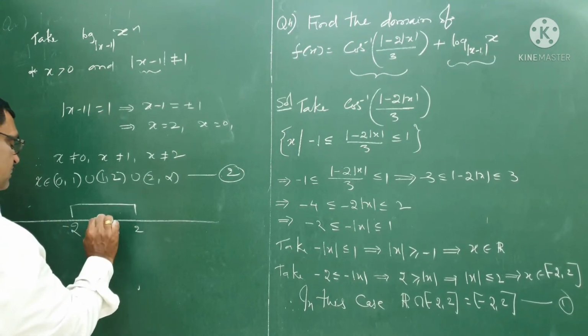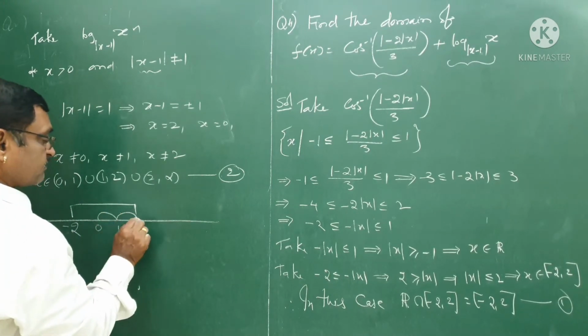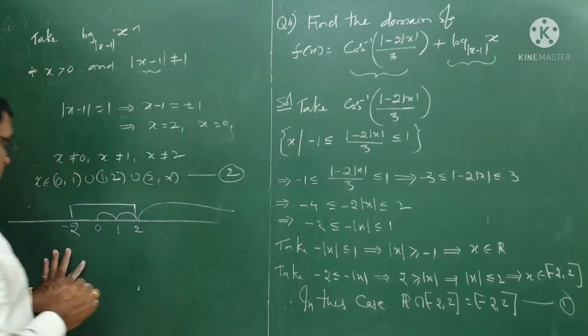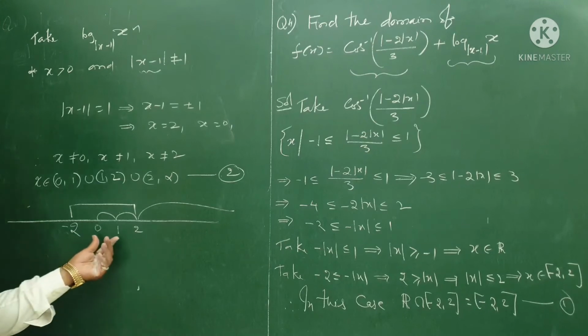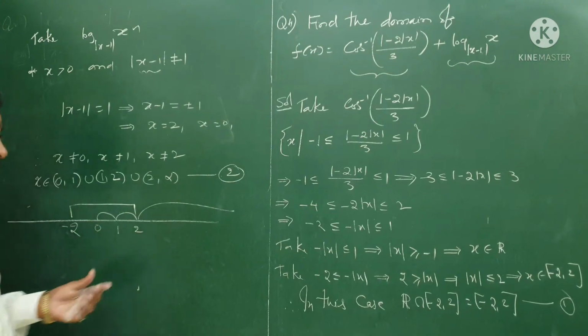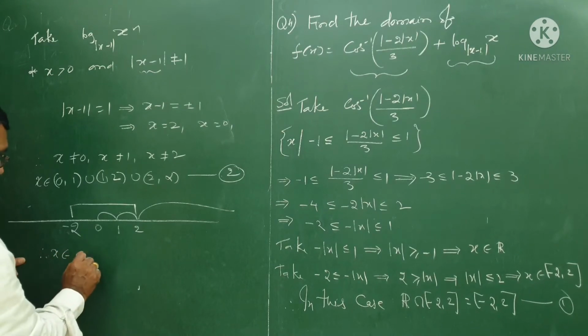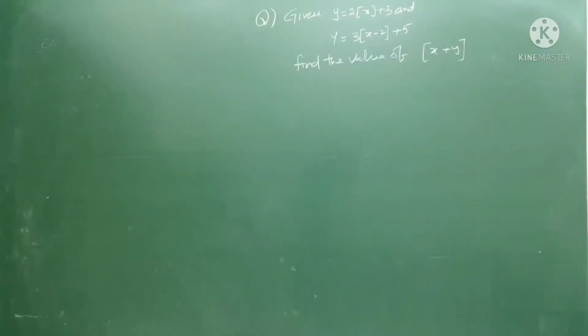Somewhere here, yes, I can take this one. Next 1 to 2, also I can take next one. Next 2 to infinity. Now, what are the common real numbers? Only between 0 and 1, 1 and 2. Therefore, my x belongs to 0 to 1 union 1 to 2.